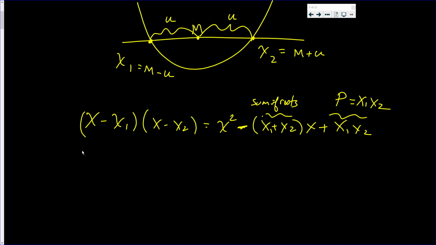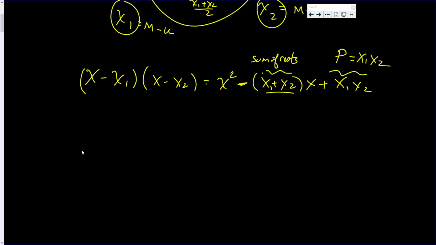So, how about we do one of these? Now, just for the record, the midpoint is going to be the sum of the roots over 2, because that's how you find the midpoint of two numbers. You add them up and you divide by 2.